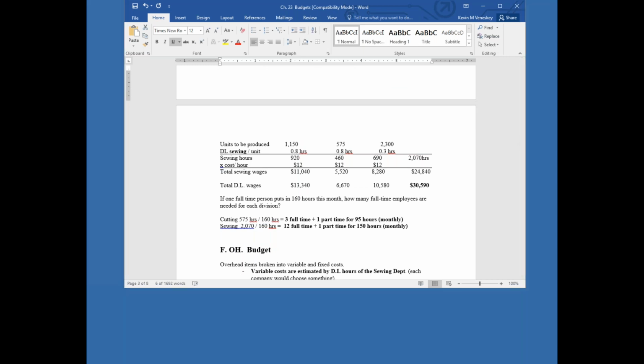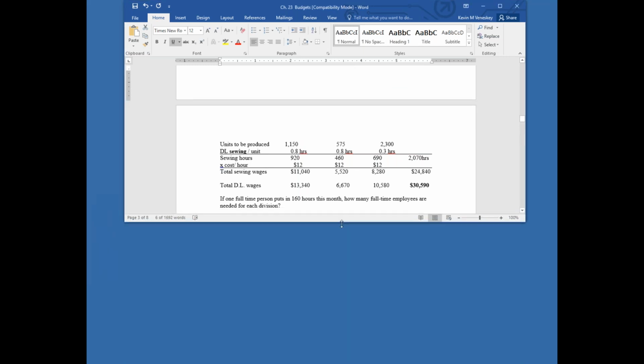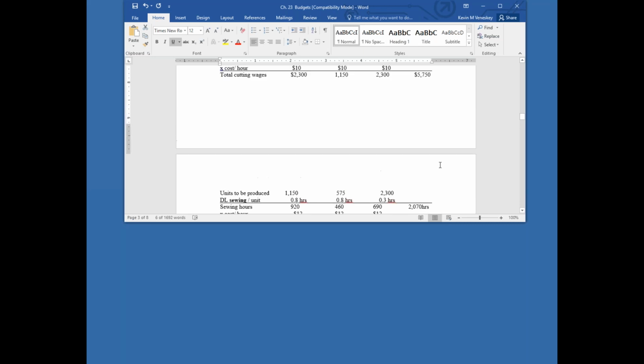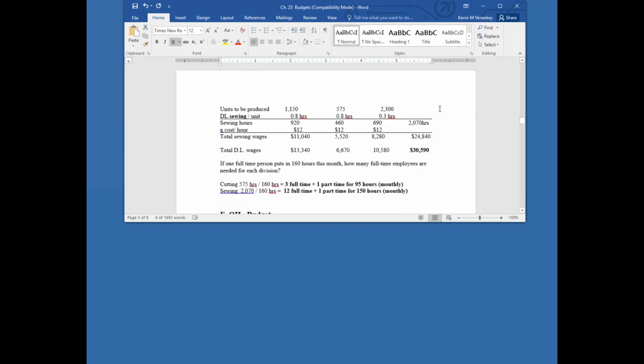Okay, here are the answers for the sewing area. You still have the same number of units. Now it takes 8/10 of an hour. So how many hours am I going to need if I make 1,150 units? 920 hours at $12 an hour. I'm paying my sewing people quite a bit more because it takes quite a bit more time. All together, I want to add up the two: the cutting department, $5,750, plus the $24,840, because I'm going to need this number when I go on to the balance sheet cash budget as well.